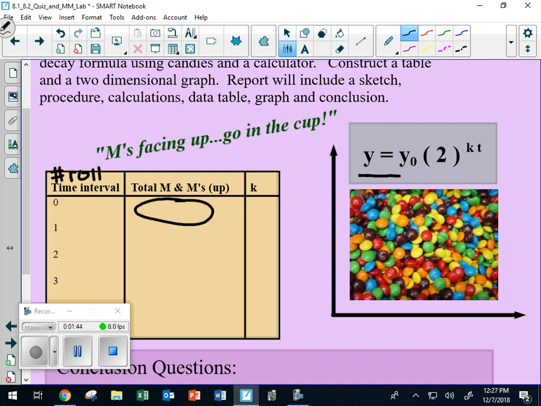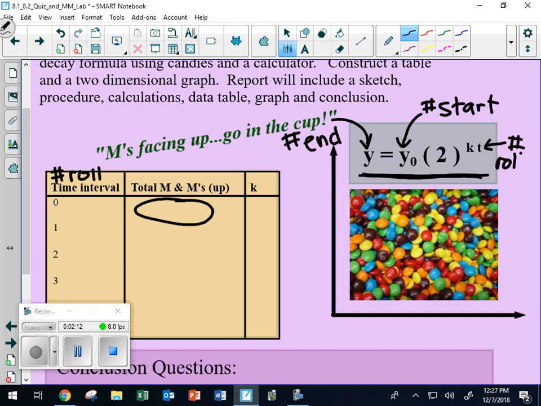Do you see this equation here? This equation is important because it's going to tell you everything you need to know. For this equation, the y value here is the number of M&Ms you end with. The y here is the number of M&Ms you start with. And the end and the start have to do with the time, and the time is the number of rolls that you have done. Okay?